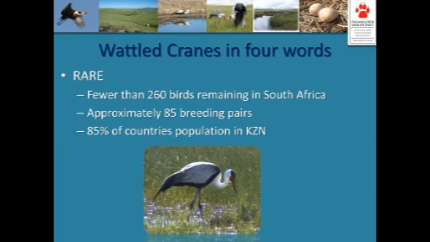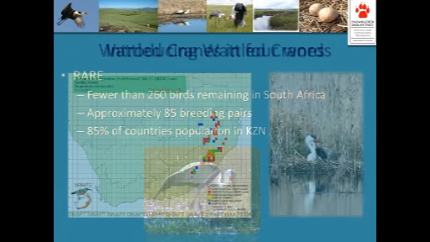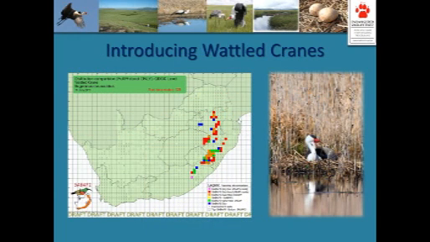So that's a slightly outdated SABAP 2 distribution map, but basically the red there is highlighting areas that were previously recorded in SABAP 1 that haven't been recorded in SABAP 2. So the distribution is really focused around the orange, green and blue areas in South Africa.